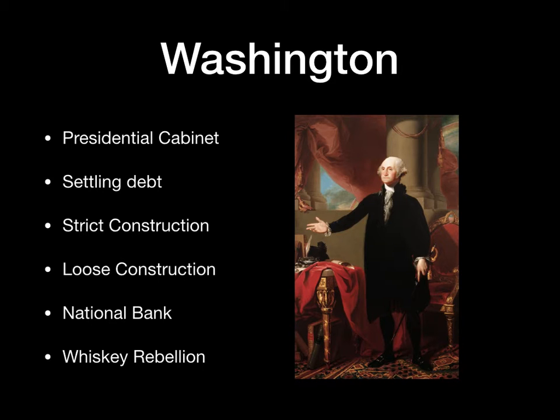Again, we have a debate over the National Bank, but ultimately the National Bank gets passed. It regulates money, so the United States will have one currency. It settles the debt, assumes all the debts from the states. Remember, the southern states weren't too happy about this. They'd already paid off their debts.